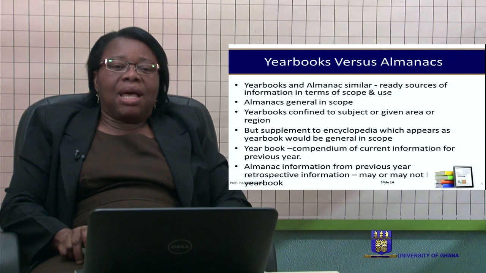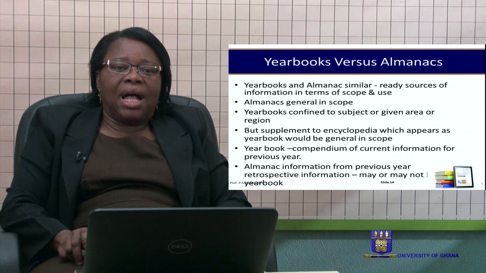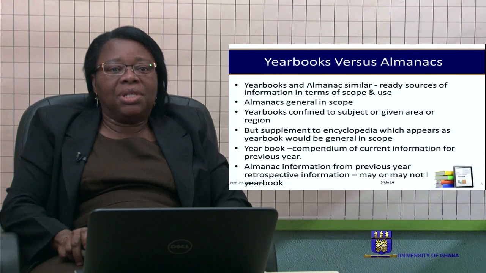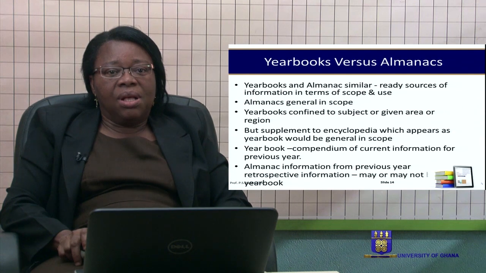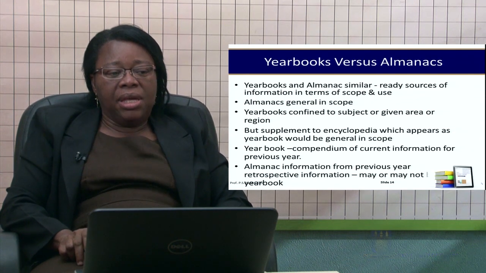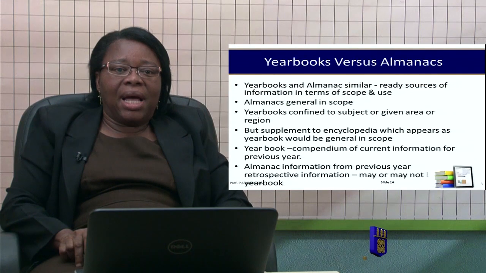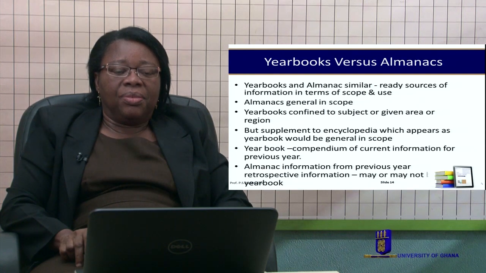Now, as I was talking, I mentioned almanacs and I mentioned yearbooks, and I tried to bring out some differences and similarities. So now let's do it properly here. Yearbooks and almanacs are similar. They are ready sources of information. They contain brief information. That is why they are known as fact sources. But the almanac is general in scope.